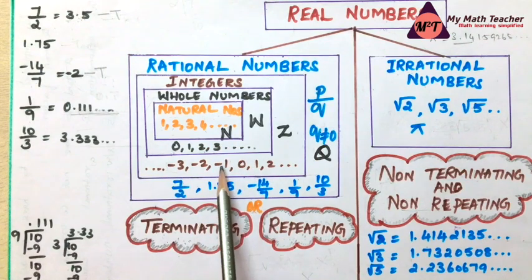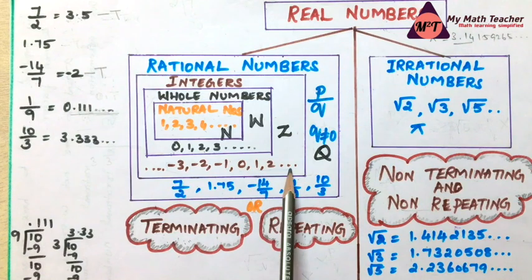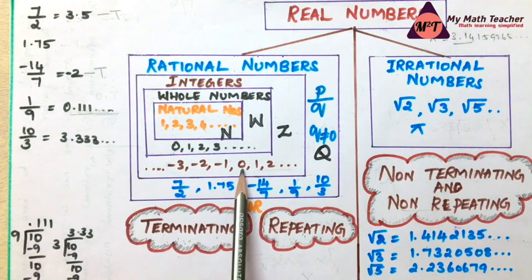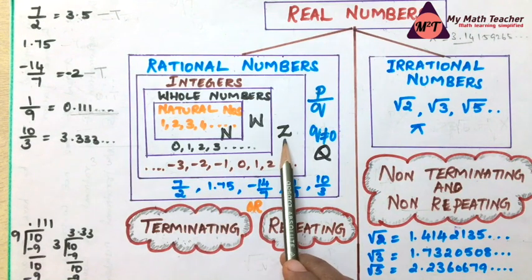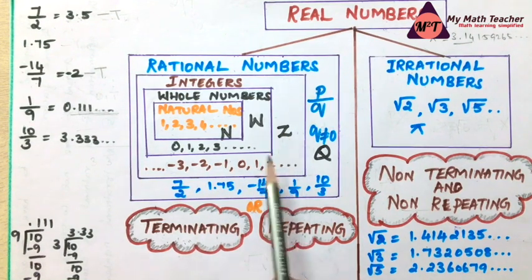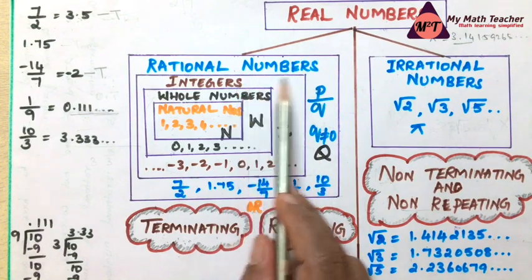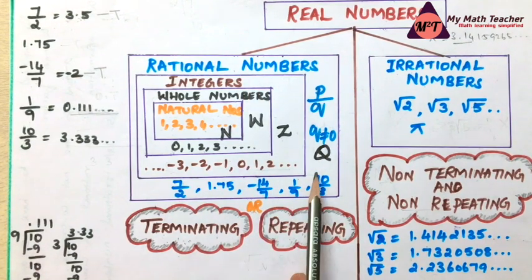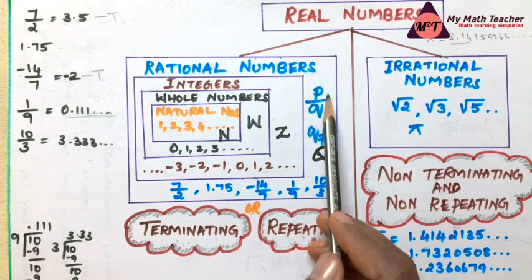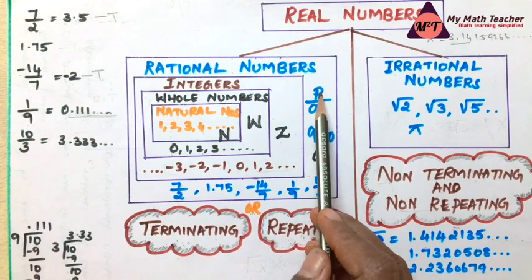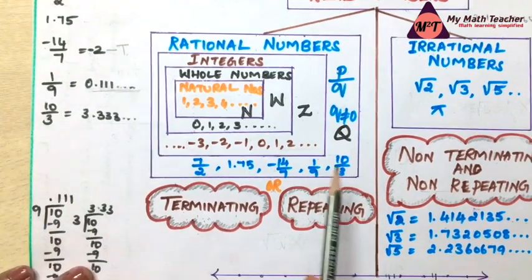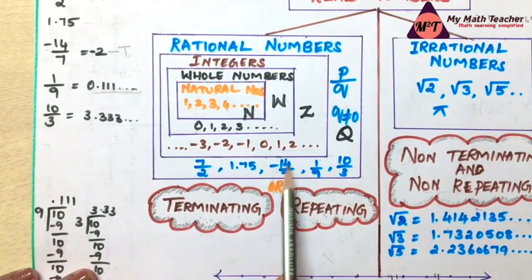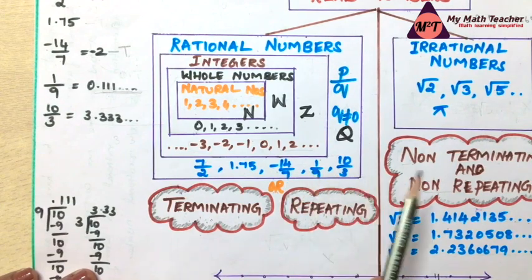In our 6th class, we came to know about negative numbers as well, that is positive numbers, negative numbers along with 0. They are called integers and it is represented by the symbol Z. In our 8th class, we learned about rational numbers, that is numbers which are expressed in p by q form, where p and q are integers, where q is not equal to 0. For example, 7 by 2, minus 14 by 7, 1 by 9, 10 by 3, etc.